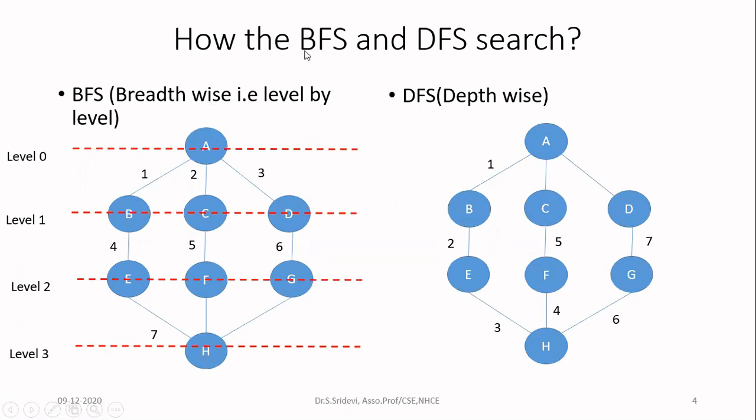If you consider BFS, you are going to do the searching breadth-wise. That is similar to level order traversal in a tree. In a tree, we have seen that we have level order traversal, where we start with the root node, which is at level 0. We finish it, then we move on to the next level. So the BFS algorithm works similar to level order traversal. It is going to search for the nodes breadth-wise.